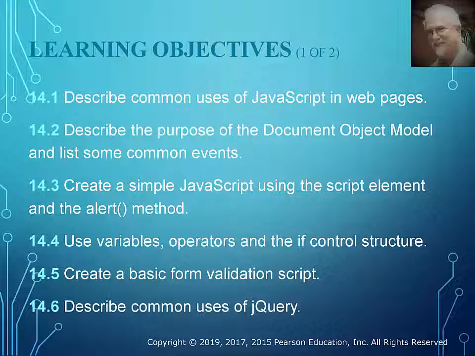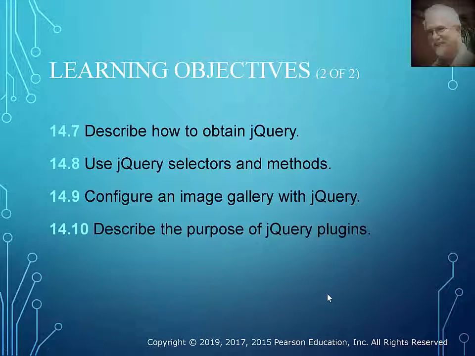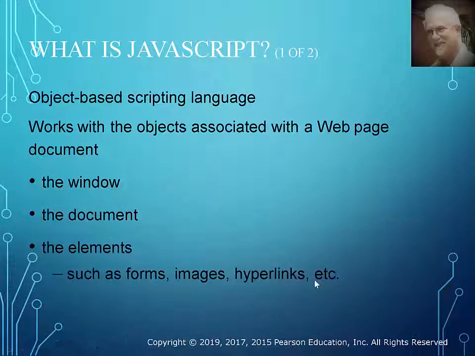We'll do some simple JavaScript, very simple ones. We'll talk about variables, operators, if control structures. We'll do a very basic form validation. We'll look at common uses of jQuery, that sort of thing, how to use and obtain jQuery. We'll look at selectors and methods, and when we get to the student data files, we'll do an image gallery, and we'll look at some jQuery plugins, other uses of jQuery.